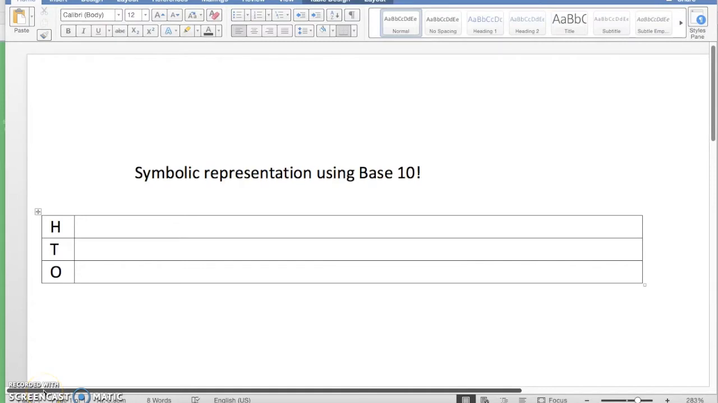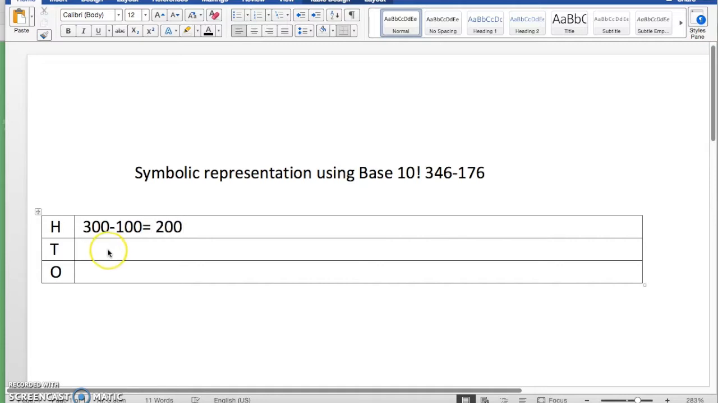Next, we will be doing a symbolic representation of base 10. As you can see, we have our hundreds, tens, and ones place values, just as we did using the base 10 blocks. So to start, I will write our equation up here so that we can see it. 346 minus 176. So to start, we will start by subtracting the hundreds place value, which is 300 subtract 100, which leaves us with 200.